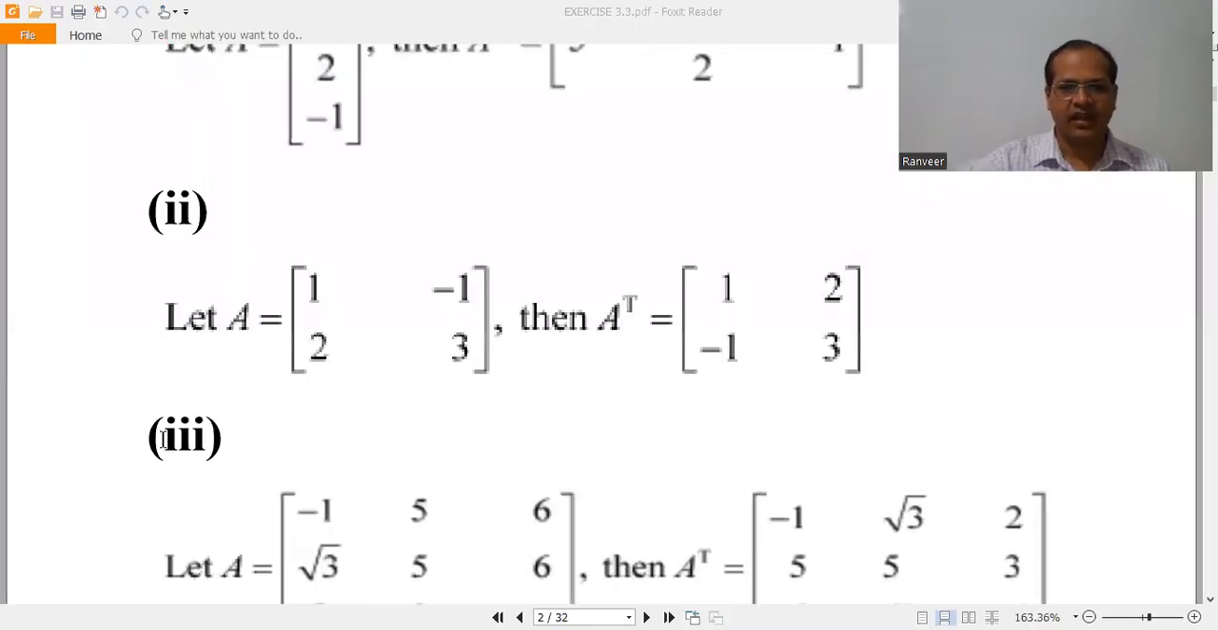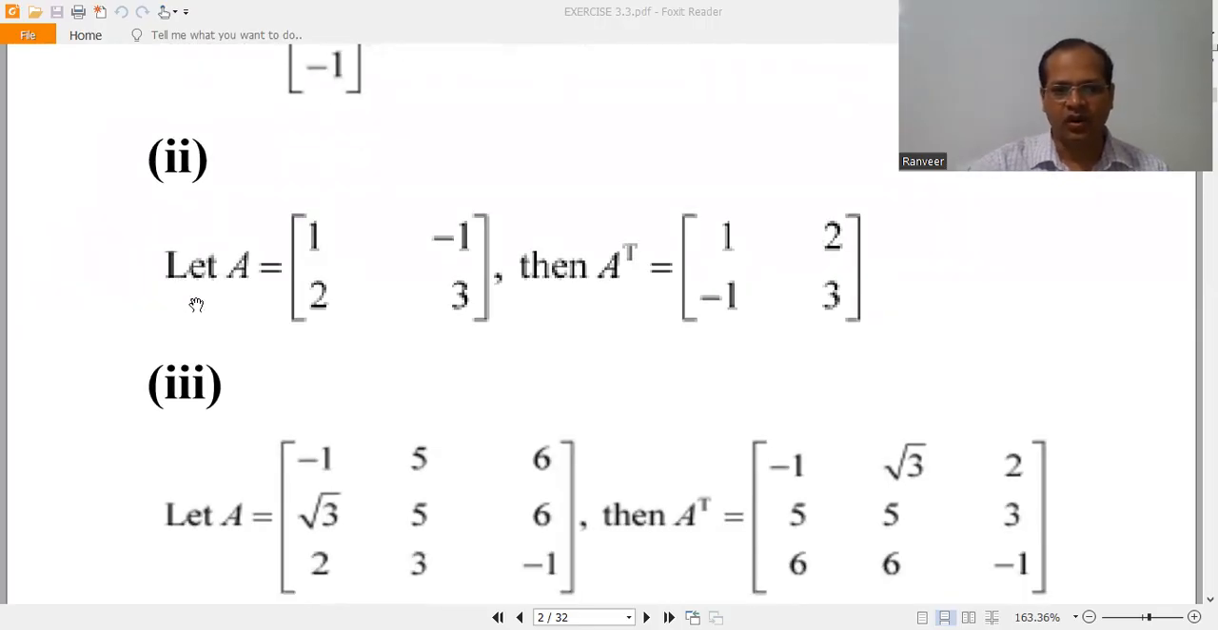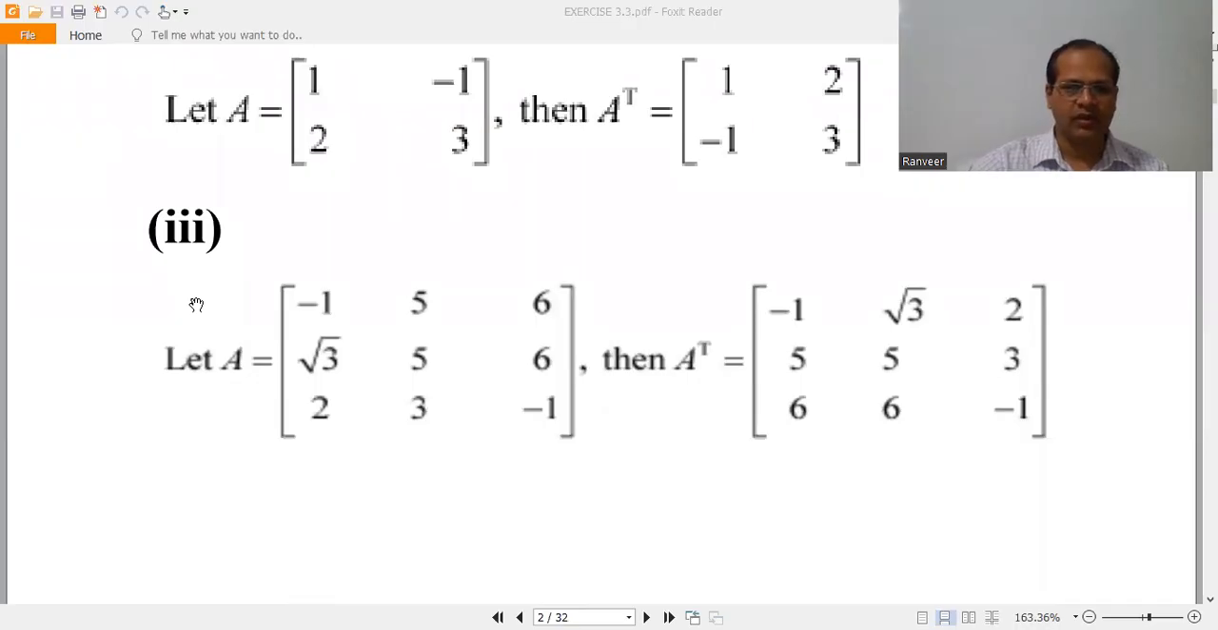Second question, A equal to 1, minus 1, 2, 3. So this is the first row, and now this becomes the first column. This is the second row, this is the second column. Only transposing: the elements are transferred from row to column and column to row.